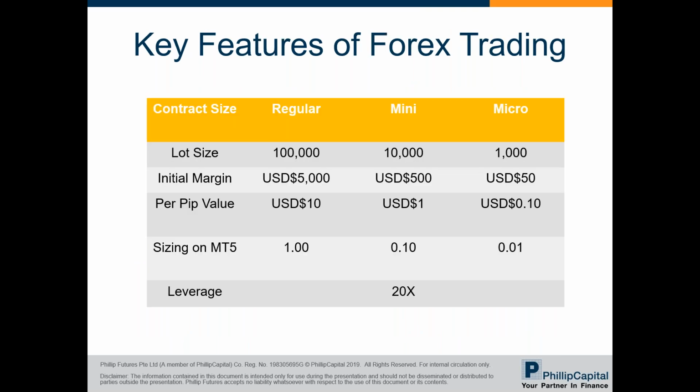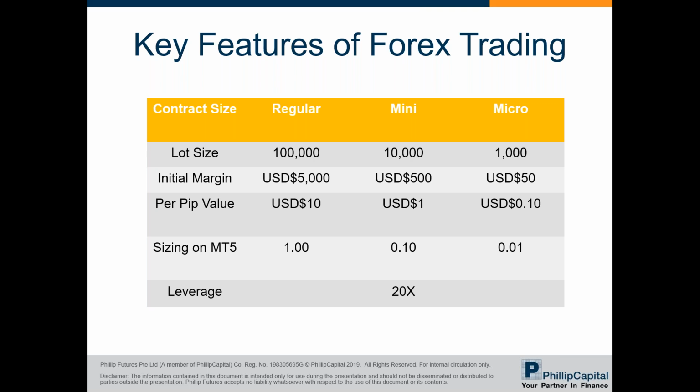On FX, we have three different trading volume sizes. First is the regular, which is 100,000, the mini, which is 10,000, and the micro, which is 1,000. As I said, the leverage is about 20 times. Therefore, if you take 100,000 divided by 20, the margin you must have in your trading account will be 5,000. For the mini, divided by 10, it will be 500, and for the micro it will be $50.